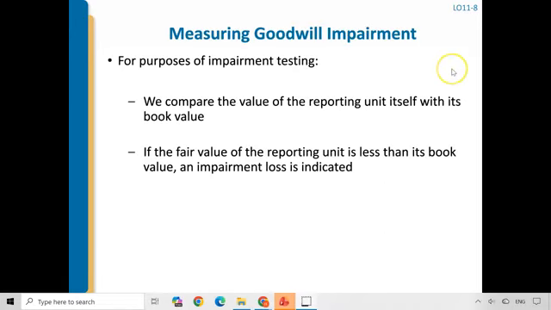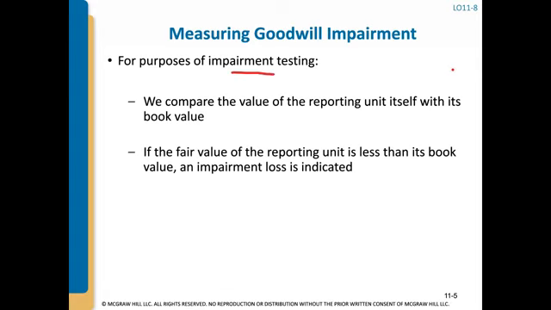Okay, now when we test for impairment for goodwill, the way we do it is we compare the value of the reporting unit, meaning the fair value of the reporting unit, because that's the level of testing we do, with the book value.